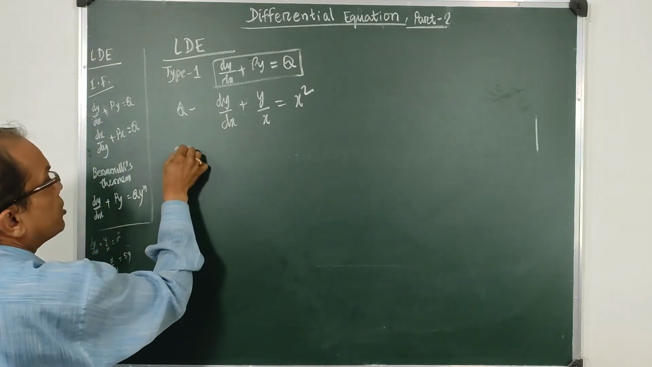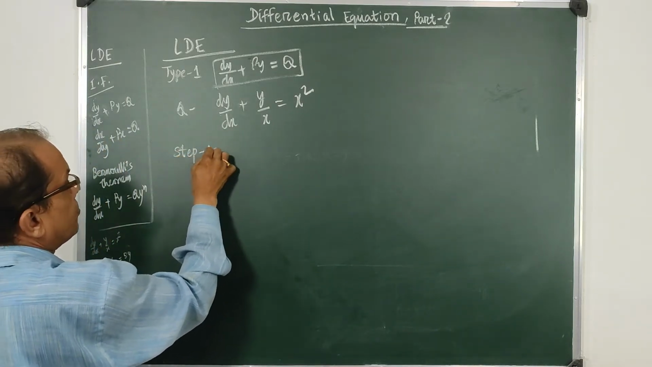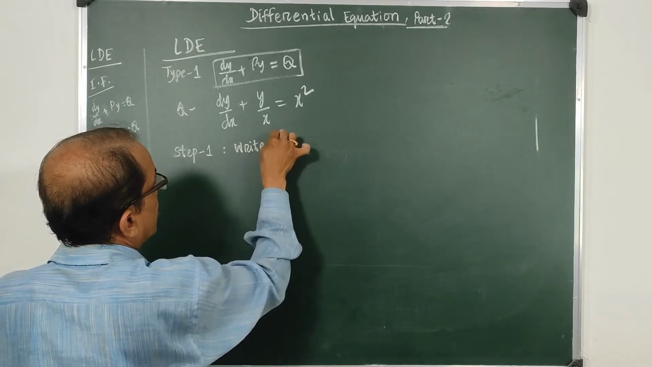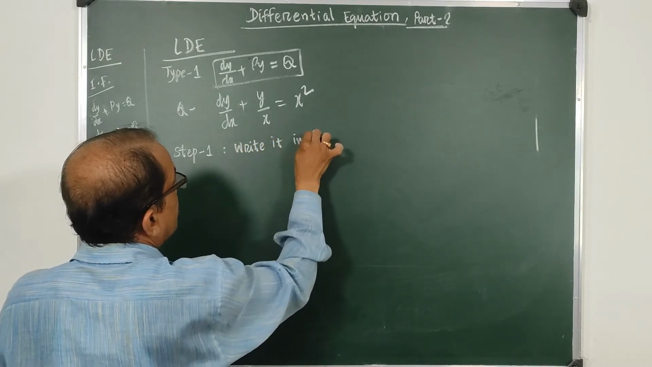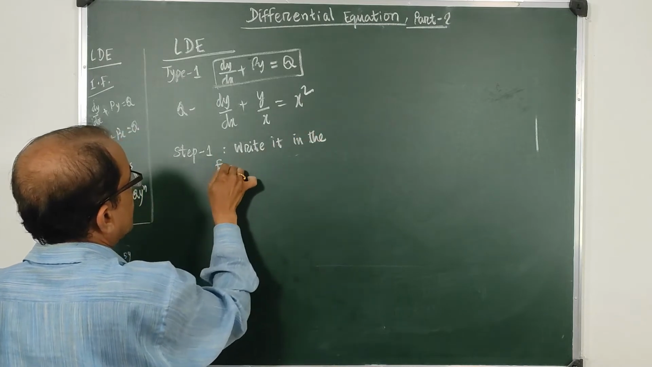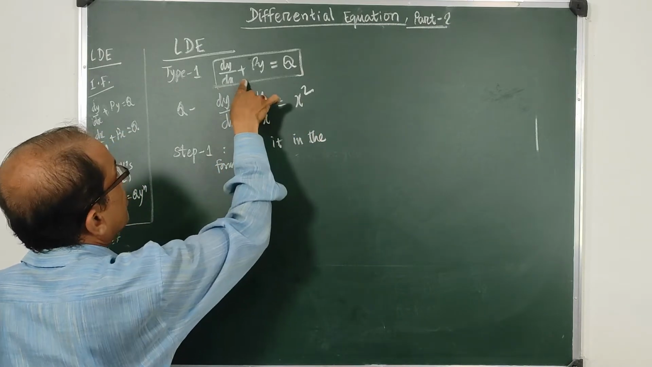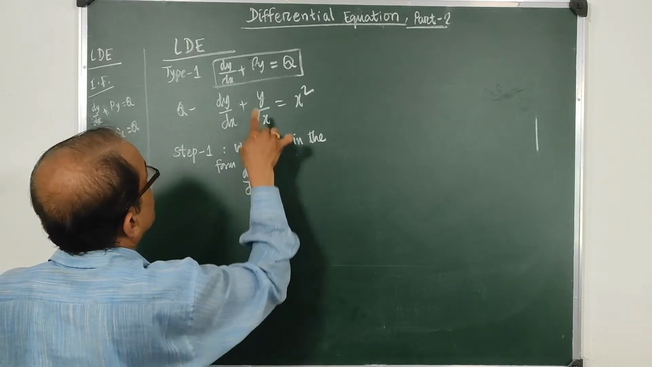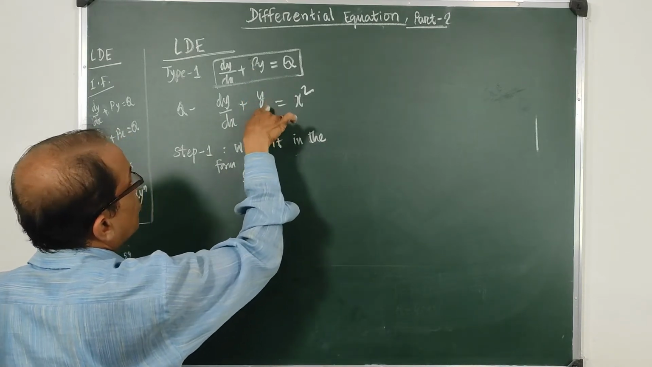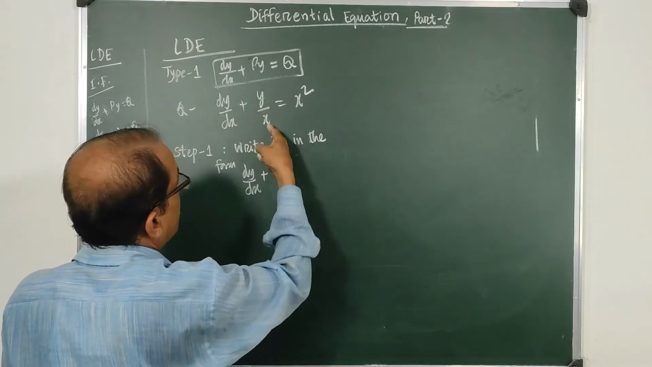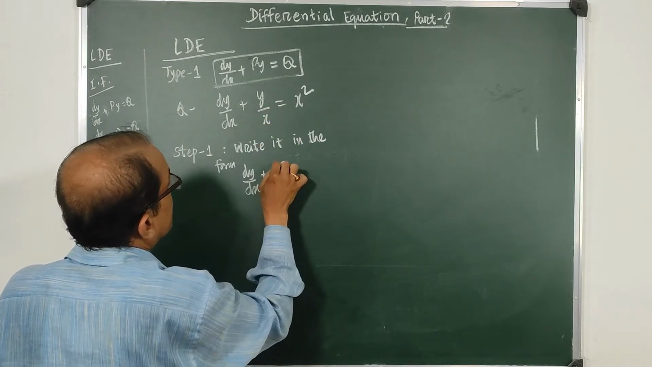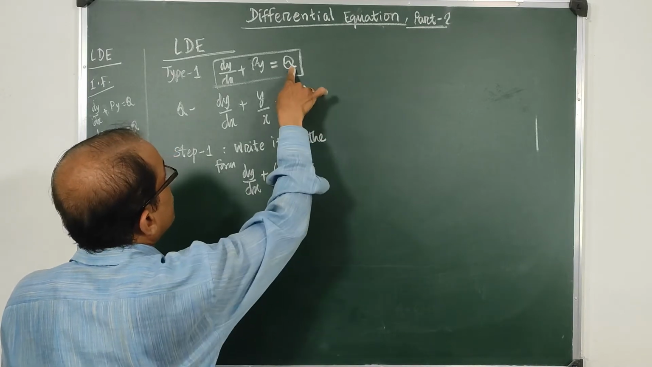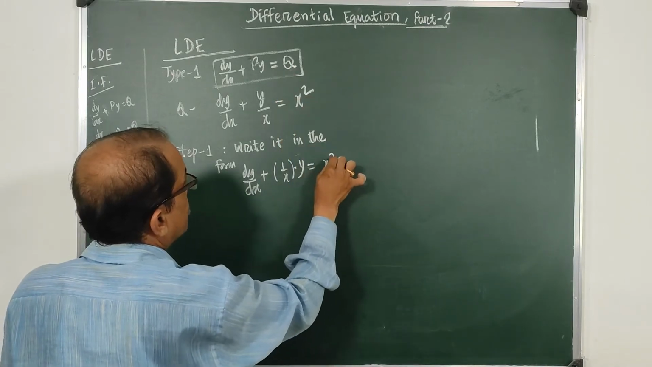What are the steps? Step 1, write it in the form of this one. So you have to write dy by dx plus what is remaining other than y, that is 1 by x. So write 1 by x into y. Where is q? Q is x square.